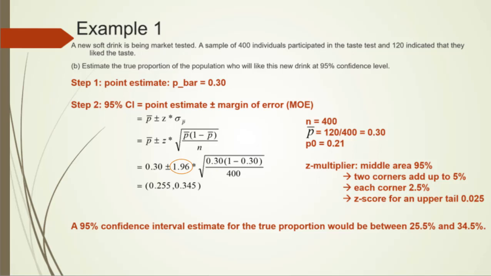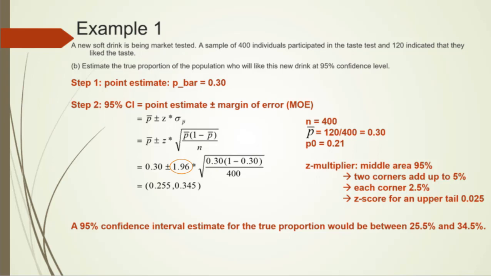This is also one of the three magical numbers we discussed when we first talked about confidence intervals a few videos ago. The other two magical numbers are 1.645 and 2.575 respectively. With 1.96 plugged into the formula, we find the 95% confidence interval to be 0.255 and 0.345. That means we are 95% confident the population proportion who like the new drink is between 25.5% and 34.5%.